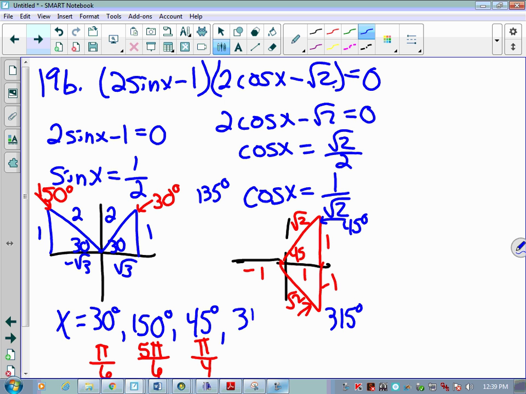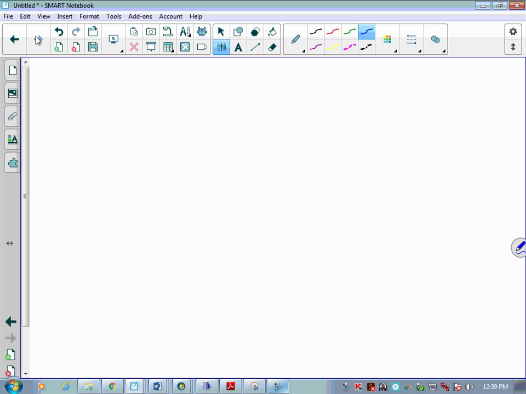315 divided by 180 is 7 pi over 4. And we'll check that: 7 pi over 4. So those are our answers down here at the bottom. Number 20, last question.